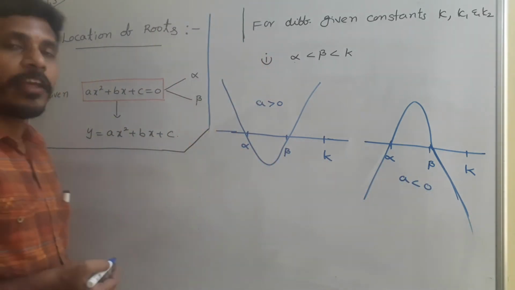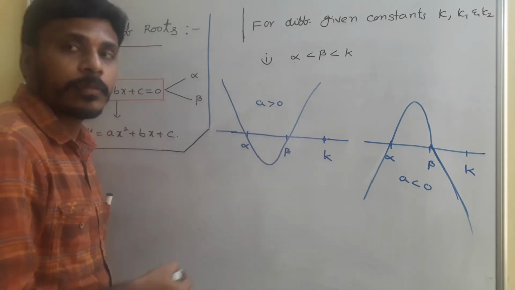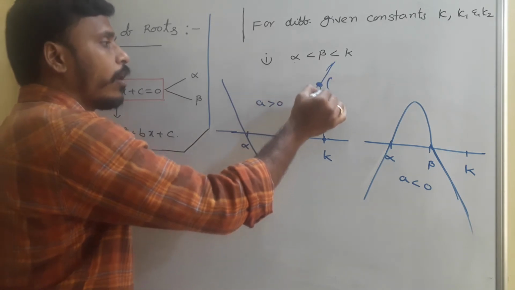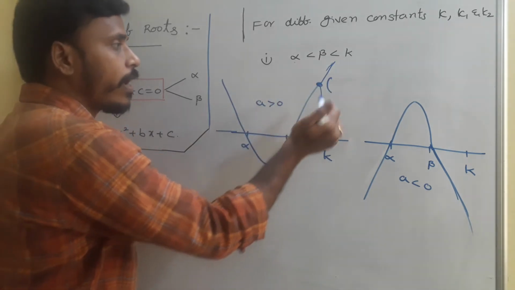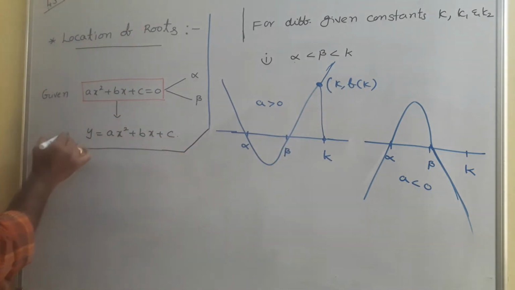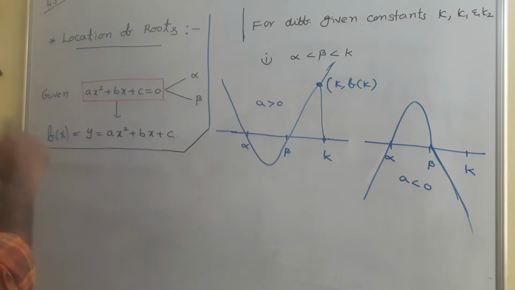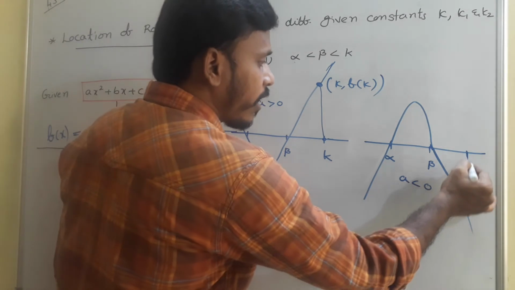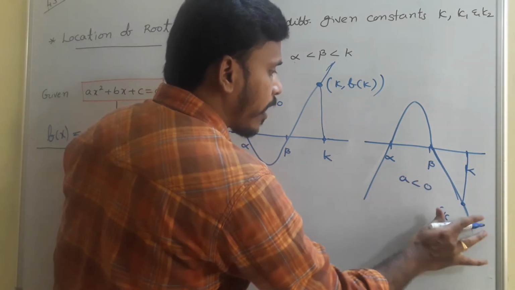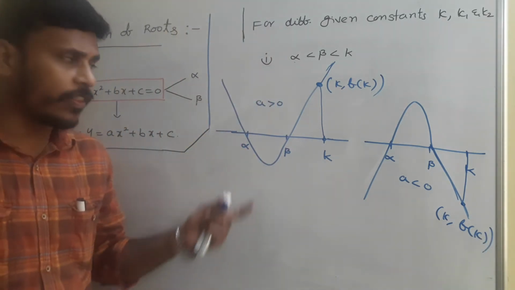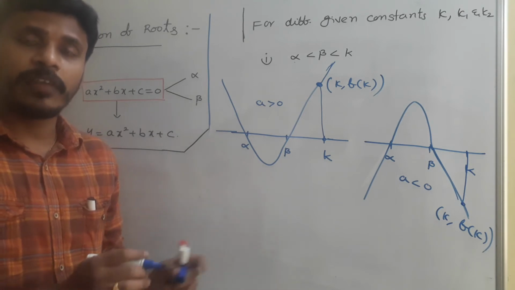And one more thing I need to notice from the graph: if this is k, corresponding to k I will have one point here. What is that point? For this point, x value is k and y value is f of k, because f of x is equal to y, which is ax square plus bx plus c. At k, the graph value is f of k. Similarly, at this k, the point on the graph is k comma f of k. This is the situation. Is there any doubt or confusion? I think it is very clear.